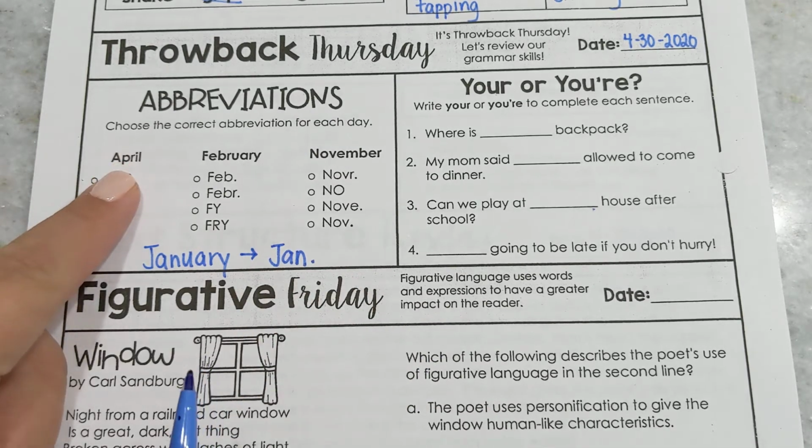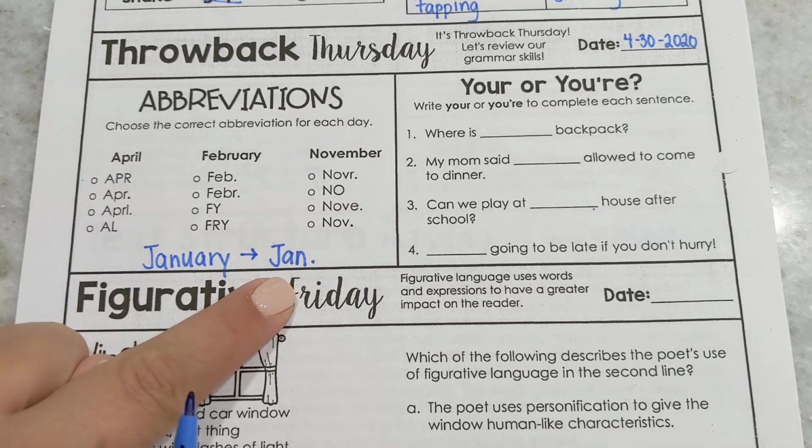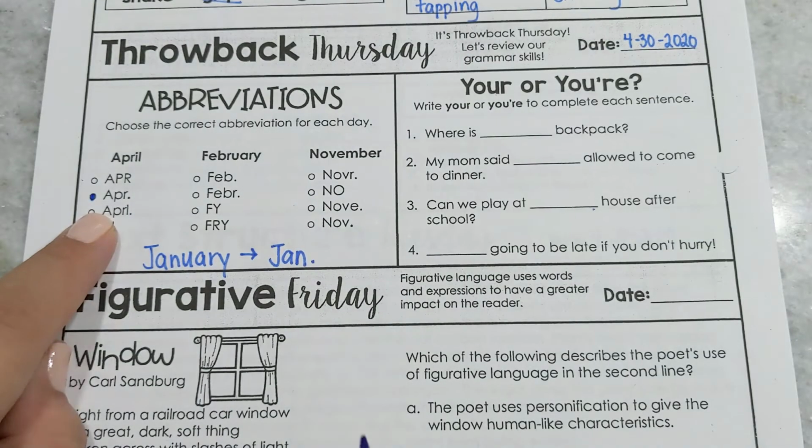Okay, so here we have April. We have several choices. Which one of those looks like mine? Okay, this one, right? Even though that one has the first three letters, it's not written correctly.